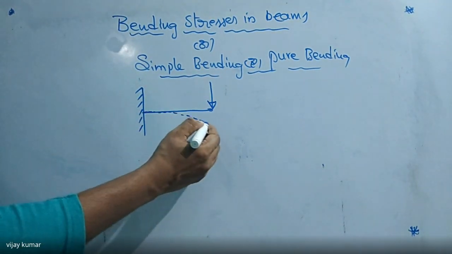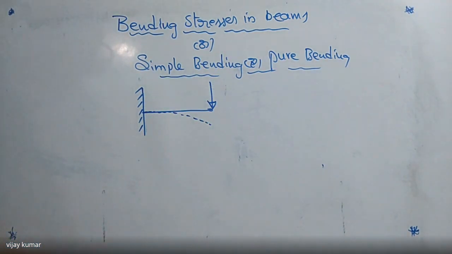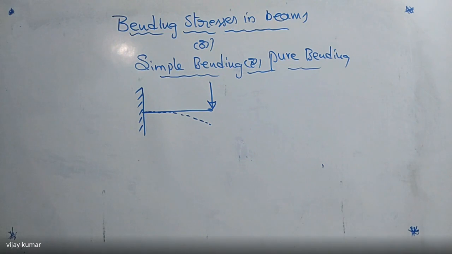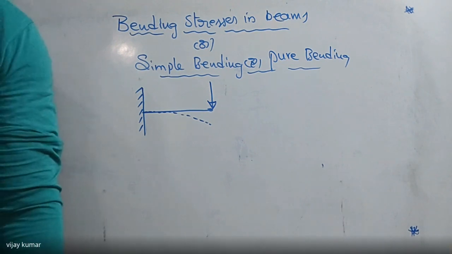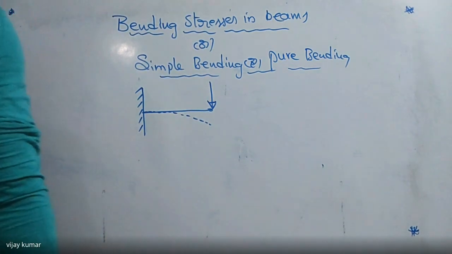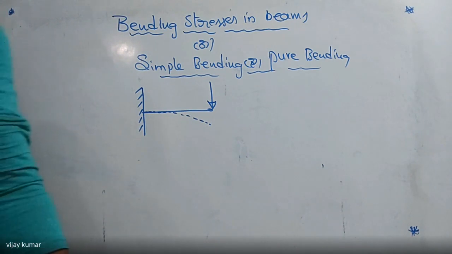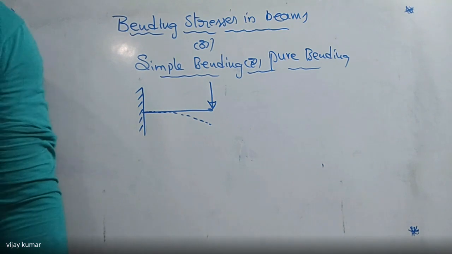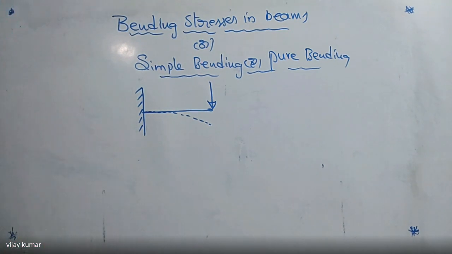The beam undergoes some bending like this. Then the beam has bending stresses. Did you get my point or not? So where does the component fail? When the stresses increase, at the point where the stress is maximum, the component always fails. Is it right or not?